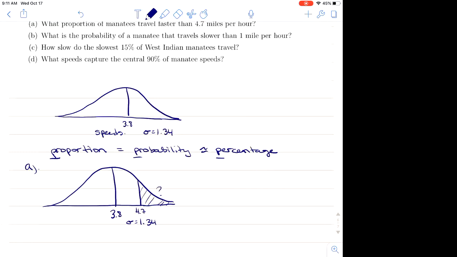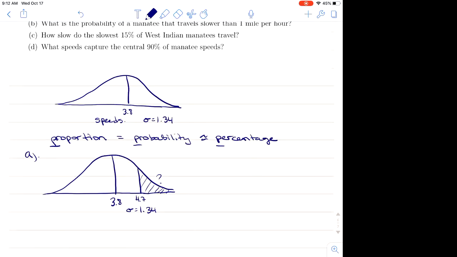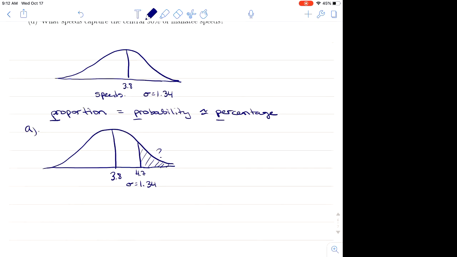And you do have to show this graph for each of the questions, just to show me that you understand what the question's asking. Okay, so now what? Now we have to standardize 4.7.